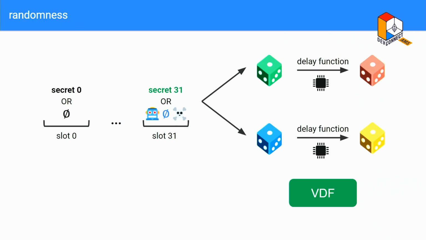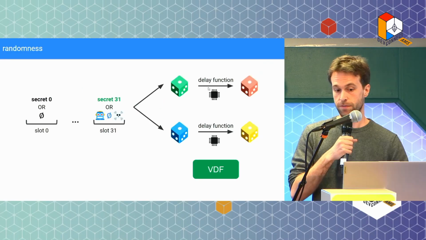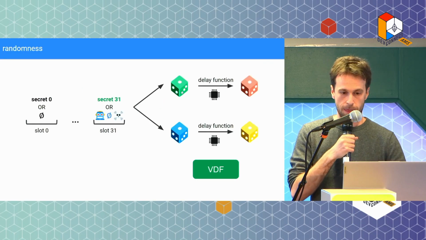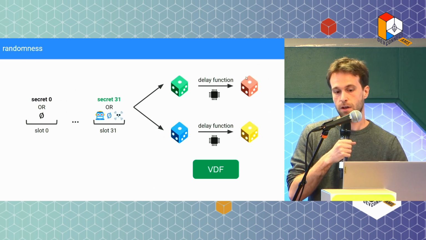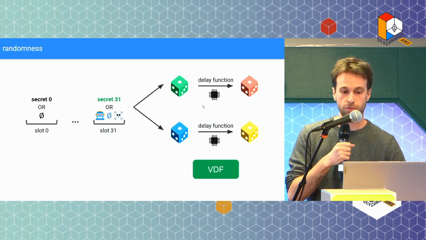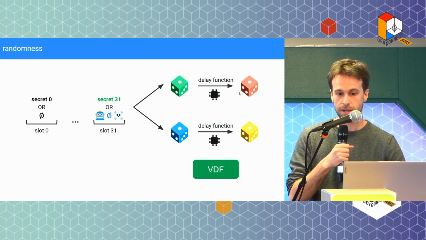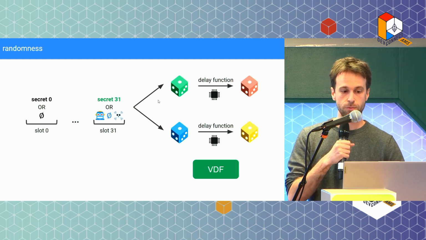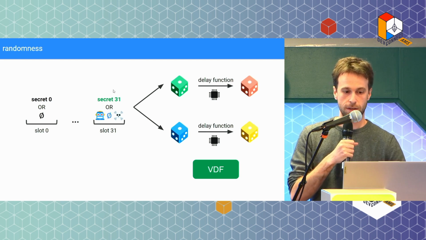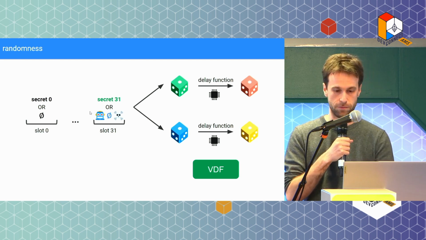Okay, so we have this delay function, and the idea of the delay function is that it's a function which takes time to compute, and we're actually going to use the output of the delay function as the source of randomness, not the input. And the reason is that by the time the output is made public, is known to the world, it was too late for these proposers to reveal or not reveal.